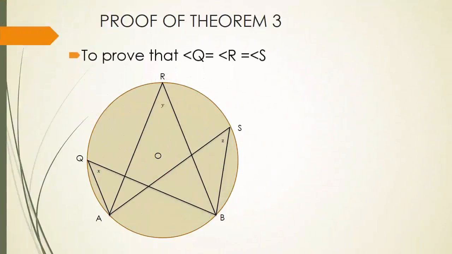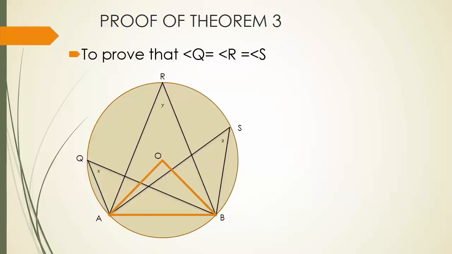Now let's prove this. What do we need to prove? From this diagram we have to prove that the angle made at Q equals that of R and is the same as that of S. To prove this we need to construct some lines. Joining AB at the center will help us prove this. Now let's take the proof.